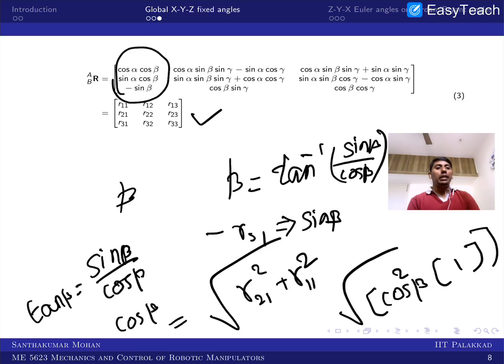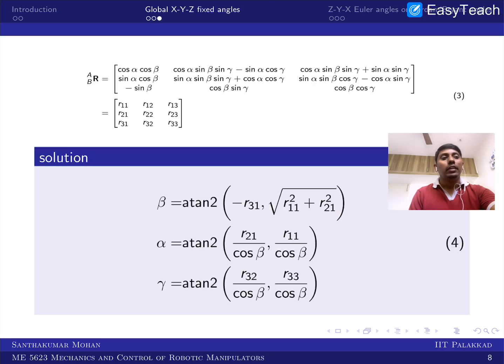But what is sin beta? It is minus R31, and cos beta is a function of the square root, right? And you know tan inverse is quadrant dependent, so we are using a two-argument tan inverse, in the sense the arctan2 function. In this sense, we can get beta like this.